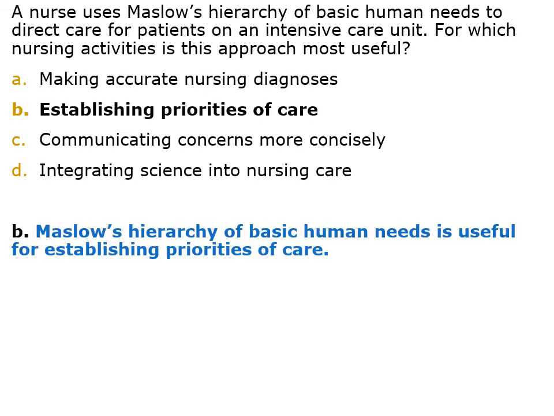Establishing priorities of care, that is correct. We use Maslow's hierarchy of basic needs to establish priorities of care. Remember, we have to meet those physiological needs first, followed by safety and security, love and belonging, self-esteem, and then self-actualization.